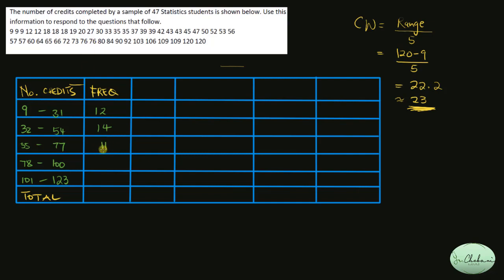And then from 78 to 100. We don't have 77, we don't have 78, we don't have 79. So we start at 80. So 1, 2, 3, 4. So 4 from 78 to 100. Then from 101 to 123, 1, 2, 3, 4, 5, 6. So the rest of the numbers are 6. Our total has to be 47. You can just verify the total. So that's 47. So we are done with the third part of this question.